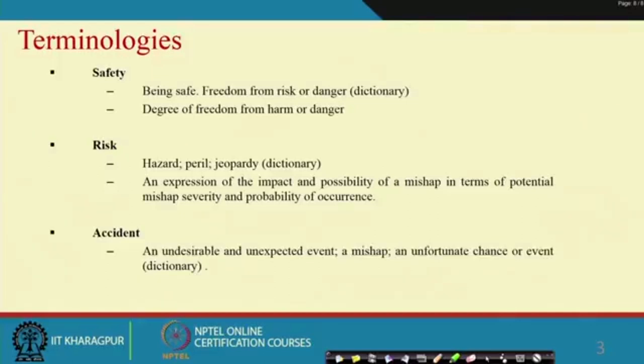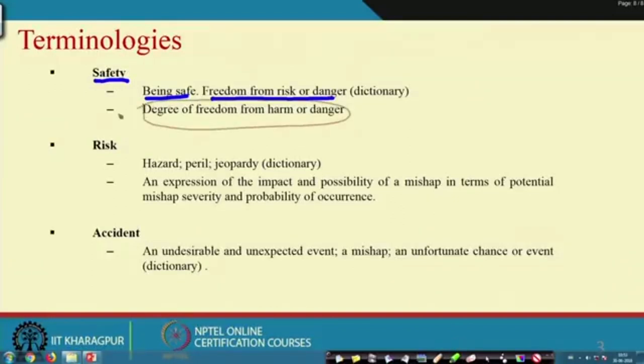So, under terminologies, the first one is your safety. If you go through the dictionary, you will find this definition: being safe, freedom from risk or danger. But a better definition could be degree of freedom from harm or danger.